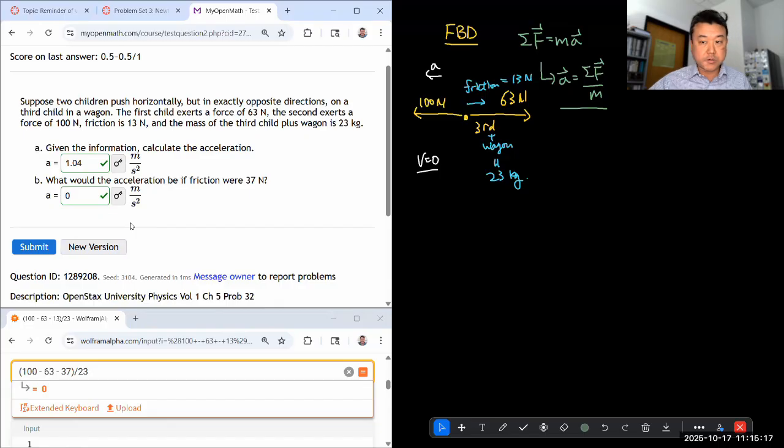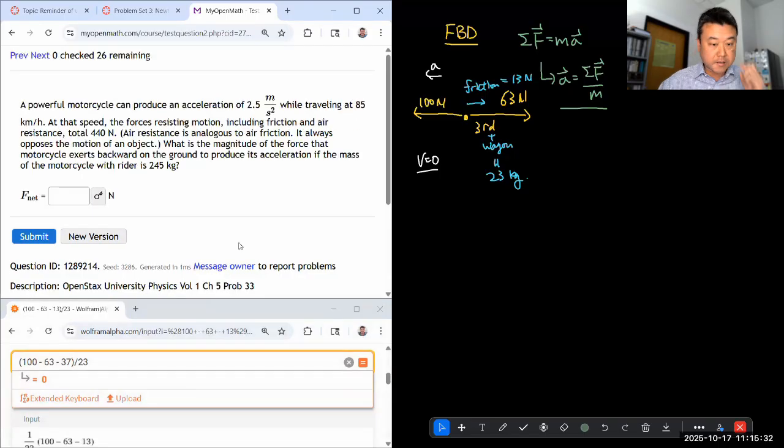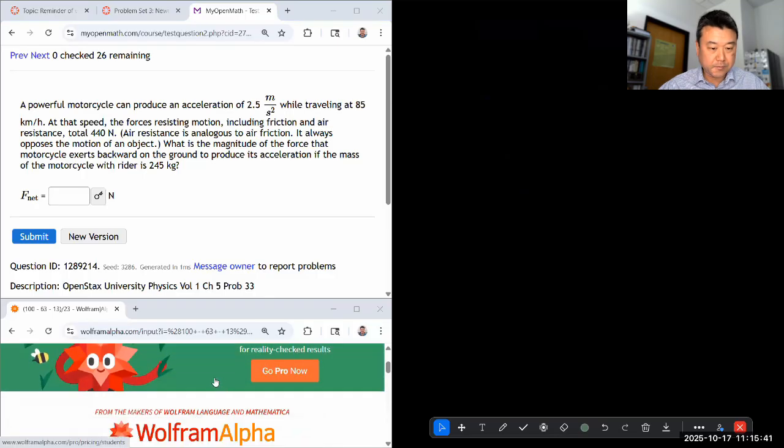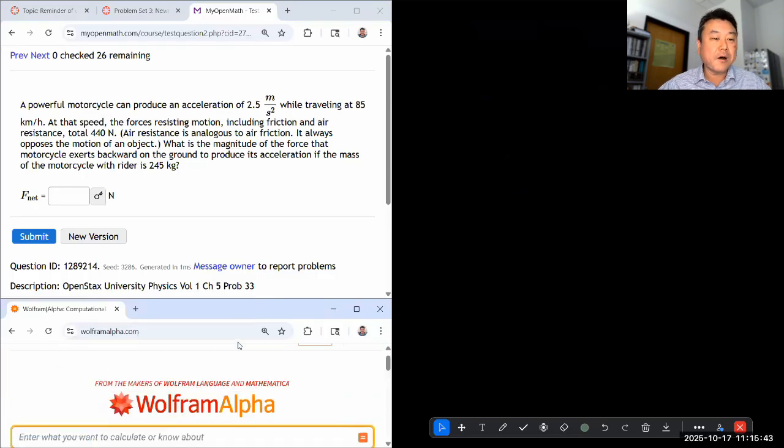Let me go to the next question. Okay, this is problem 33, same chapter. It says a powerful motorcycle. Let me just erase all the writing and get back to the home screen of Wolfram Alpha. A powerful motorcycle can produce an acceleration while traveling at some speed. At that speed, force. Okay.